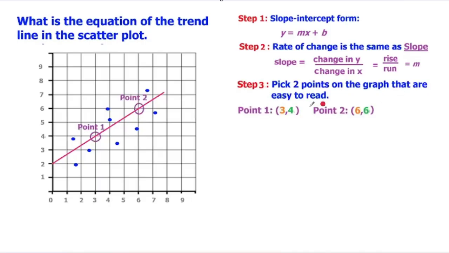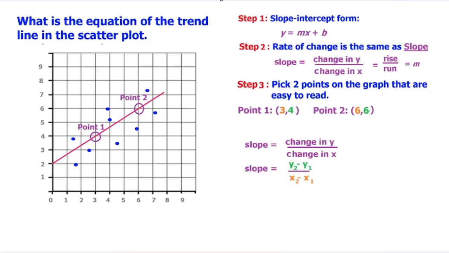And we can see here the 2 points are here, point 1 and point 2. Point 1 is at 3, 4, and point 2 is at 6, 6. Okay, so now we can just calculate the slope with change in y over change in x, and it's equal to y2 minus y1 over x2 minus x1.